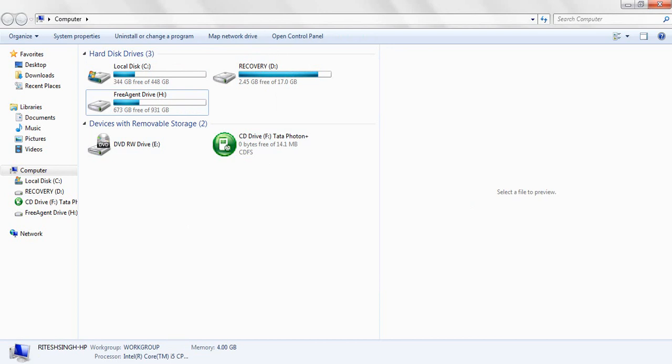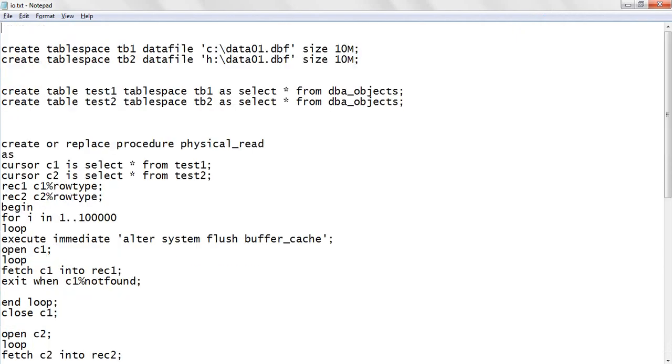The next thing that I would do is I would create two table space within Oracle. One table space will be mapped to C drive, that is my local hard disk, and the second table space would be mapped to H drive, which is my external hard disk. And my demonstration would be that I would be creating two tables which is of same size across these two table spaces. That means the data of one table will belong to my local hard disk, and the data of second table will map to another hard disk.